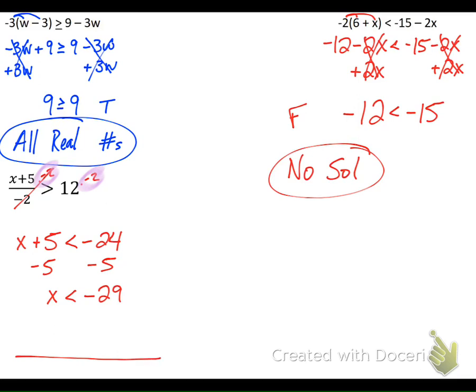Again, when I graph this on my number line, I've got my points 0 and negative 29. Do an open circle. And then again, I test my point. So I'm going to plug in 0. Is the alligator eating the bigger number? No, negative 29 is not bigger than 0. And so I know that my arrow is false, which means far away from my test point. So it's going to the left in this case. Okay.